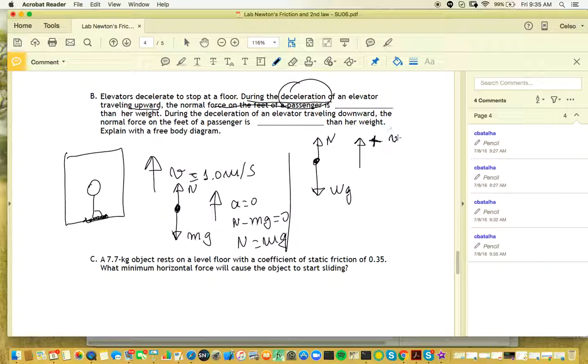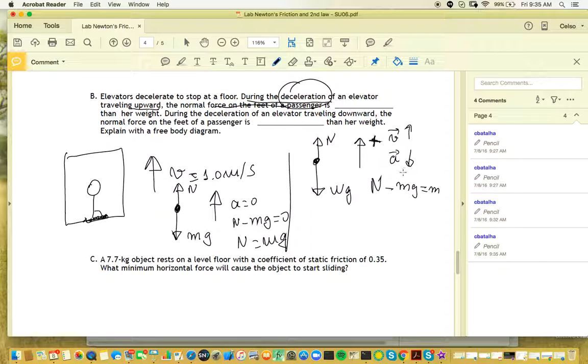In other words, the velocity vector is still positive, but the acceleration has an opposite sign. So you have a deceleration going on. The elevator is slowing down. So how do you do your free body diagram in this case? Well, normal is positive, gravity is negative, right? It's pointing down. Equal mass times the acceleration. But the acceleration is a negative number.